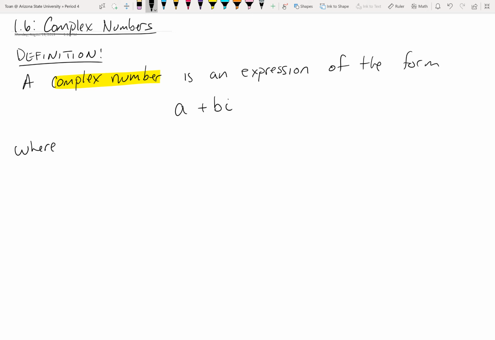Now, there are some descriptions of all these pieces here, the a, the b, and the i, where a and b are real numbers. So this symbol here, a, b, this funky epsilon and the double-stroke R, simply means a and b are just any ordinary real number that you can think of.